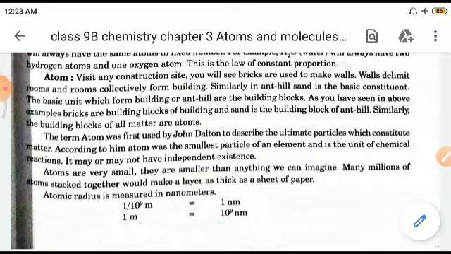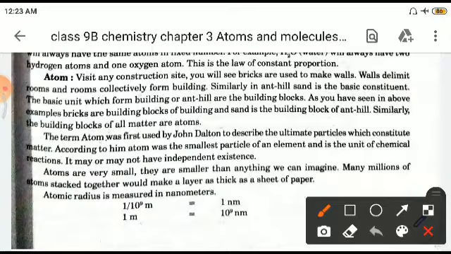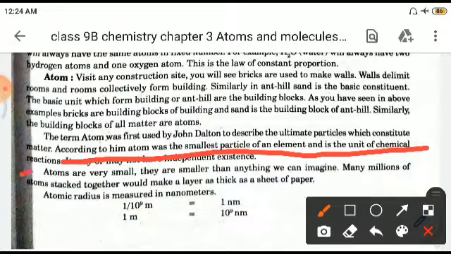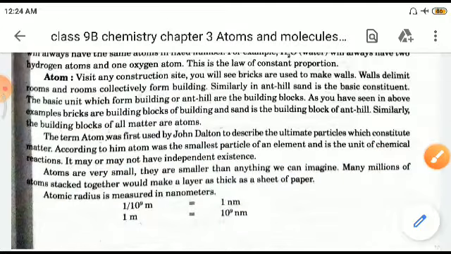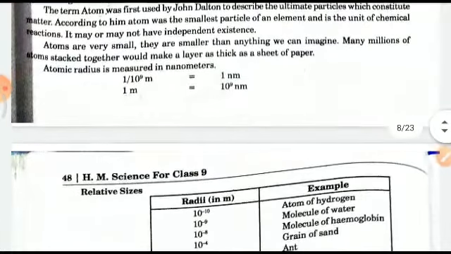Similarly, the building block of all the matter are atoms. The term atom was first used by John Dalton to describe the ultimate particles which constitute the matter. According to him, atom was the smallest particle of an element and is the unit of chemical reactions. It may or may not have an independent existence.